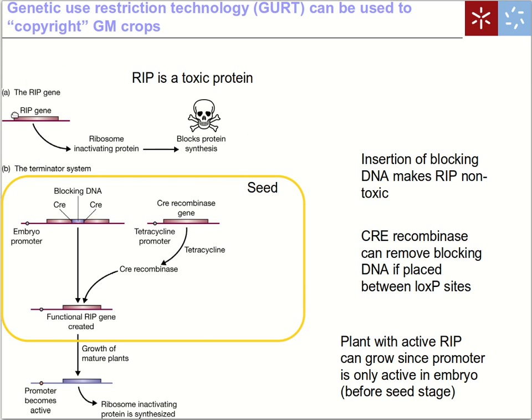First, a toxic gene is isolated or invented. This one particular gene is called RIP, ribosome inactivating protein, that inactivates the ribosome and kills the plant. This gene is modified with a blocking DNA inside. So a plant cell is transformed with this gene that has blocking DNA. It's put behind an embryonic promoter.